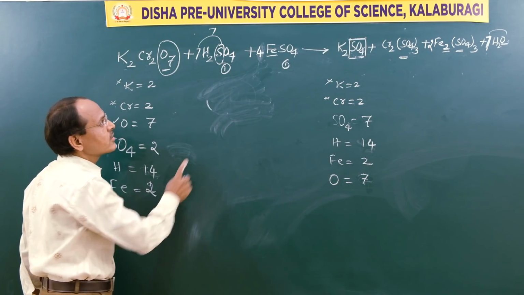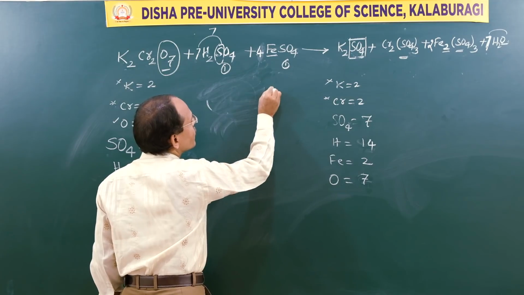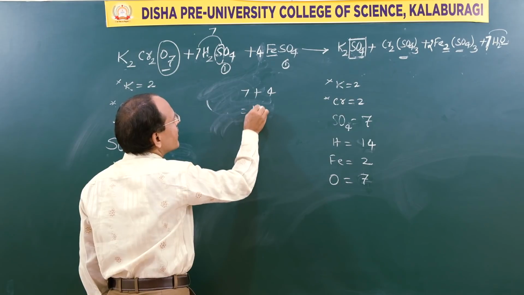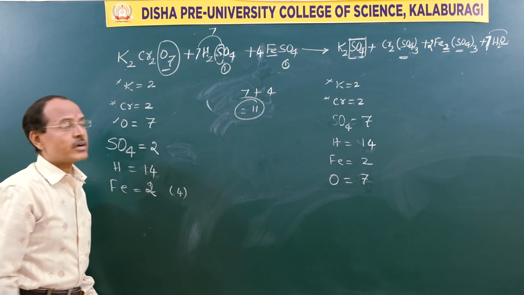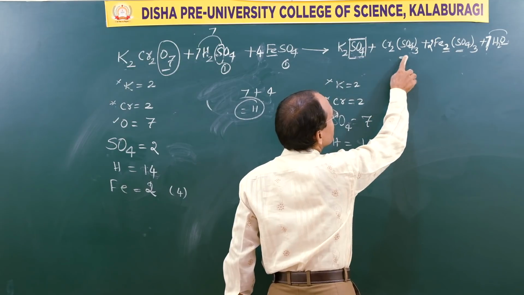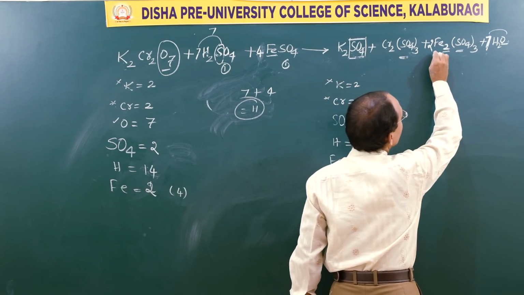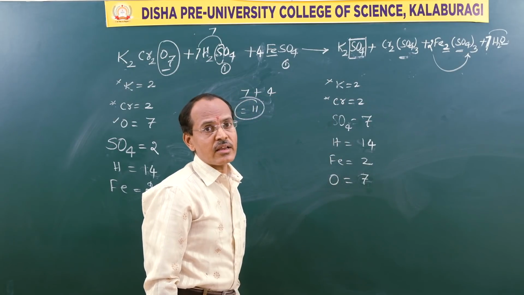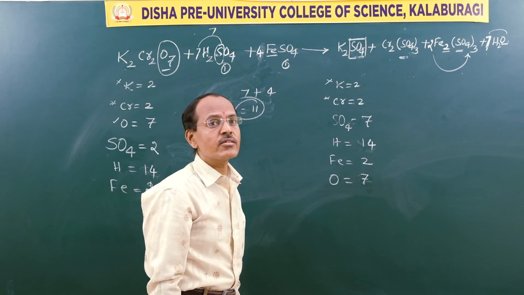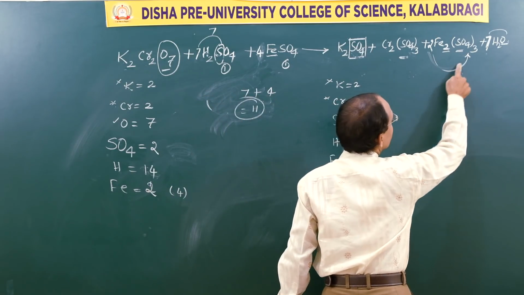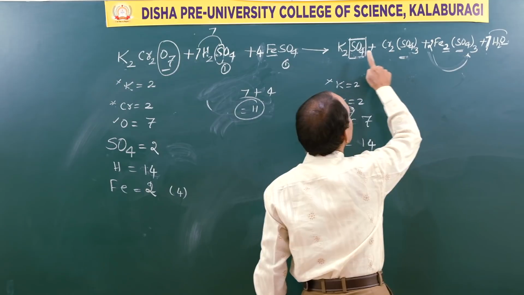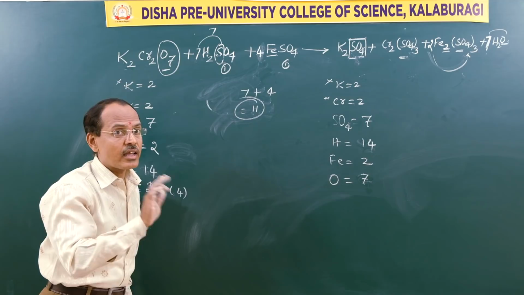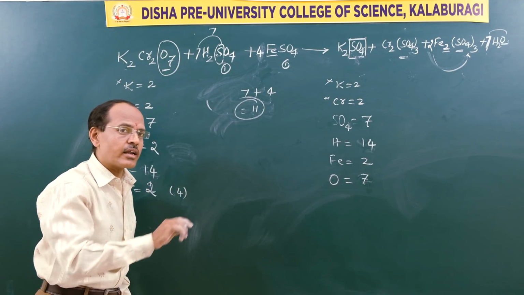So 4 it was. What about sulfate? 4 plus 7, that is 11 sulfate groups are there. But here 1 plus 3, 4, 4 plus 6, because 2 into 3, that is 6. So that means 6 plus 3, 9 plus 1, 10. Here it is 10, here it is 11. Again sulfate is not balanced, no doubt iron is balanced.